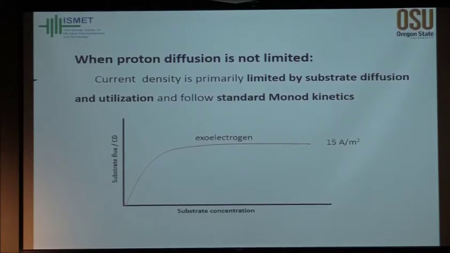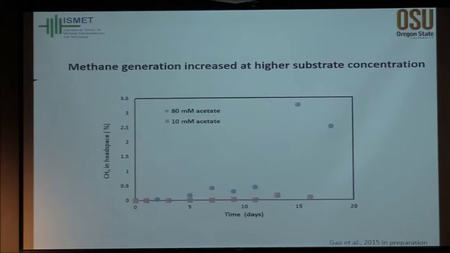For the exoelectrogens, as we said before, the substrate consumption rate is representative of the current density, which is around 15 amps per square meter in optimal conditions, in an optimal system. And the relationship between the substrate concentration and substrate flux is also the case for the methanogens.